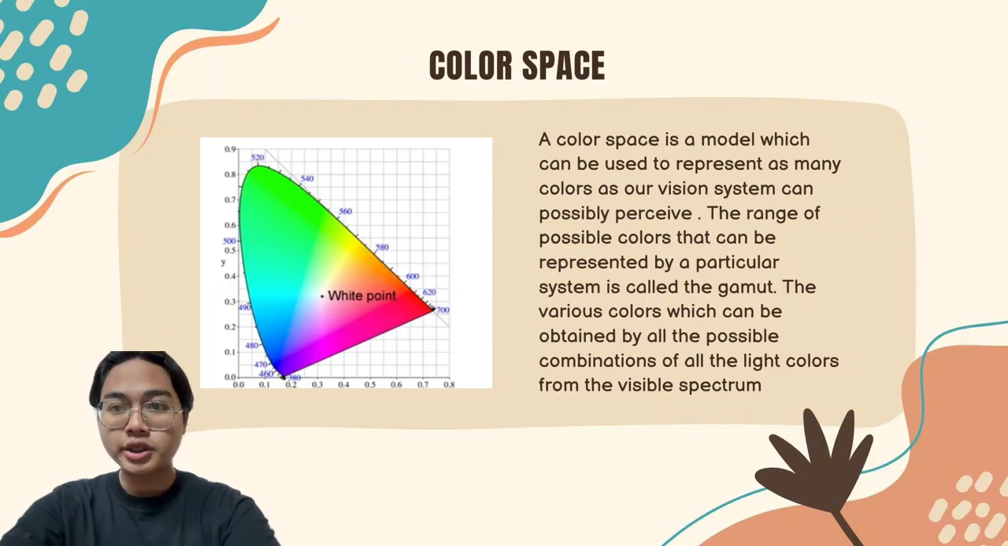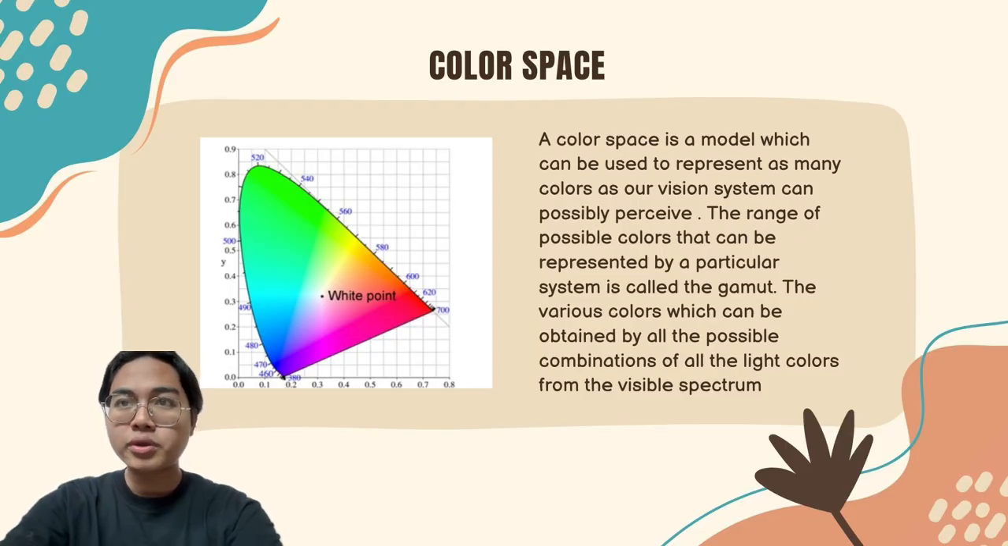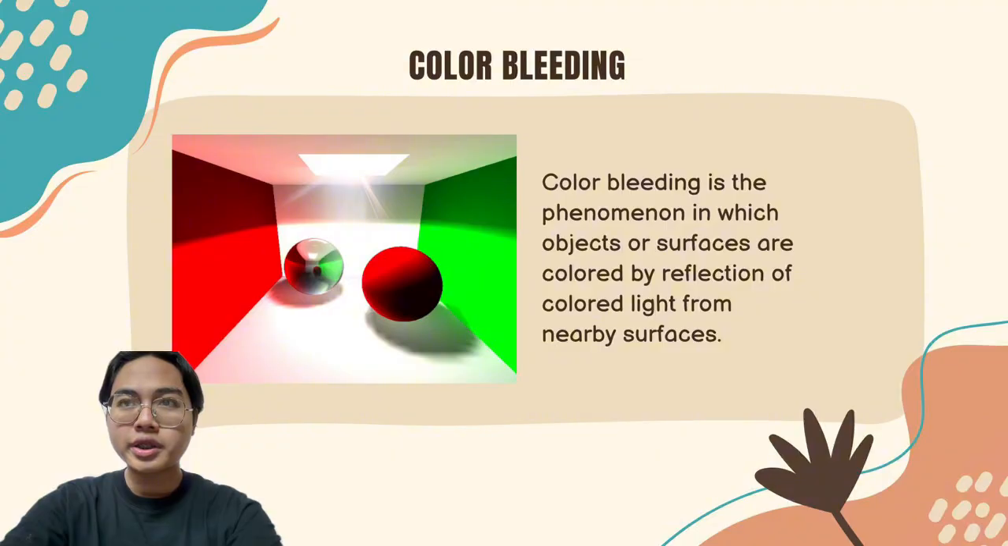The next one is color space. A color space is a model which can be used to represent as many colors as our vision system can possibly perceive. The range of possible colors that can be represented by a particular system is called the gamut. The various colors which can be obtained by all the possible combinations of all the light colors from the visible spectrum.